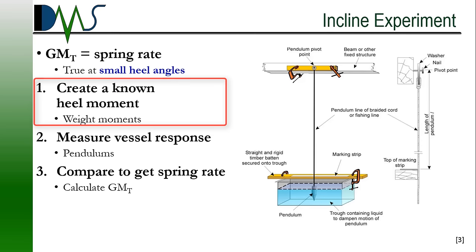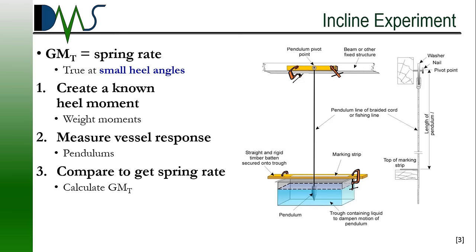By moving weights to different transverse positions on the deck, we create a known heeling moment. And because we're just shifting positions, we're creating that heeling moment without changing the total weight of the vessel. This is fundamental to the entire stability test and the underlying theory. So that's one half of GMT.